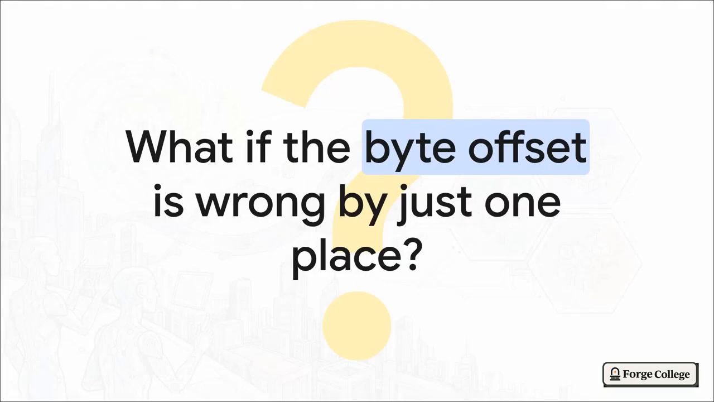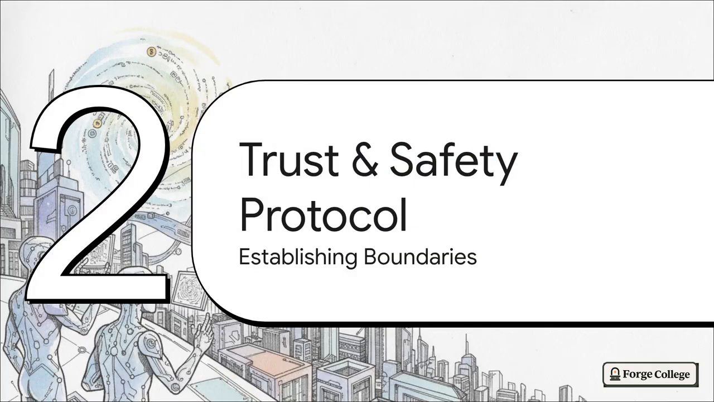But that leads us to a kind of terrifying question. What happens if your agent gets the byte offset wrong by just one single place? Well, parsing a byte array with the wrong offset is literally like trying to read a book where every single word is shifted by one letter. It might be a hilarious prank to pull on a friend, but it is an absolute catastrophe for an AI agent that is making real-world financial decisions. One shifted byte, and suddenly your agent thinks a token is worth $1 million instead of a single cent. Yikes. So how do we prevent that? Let's get into section 5, the trust and safety protocol, where we establish some firm boundaries.